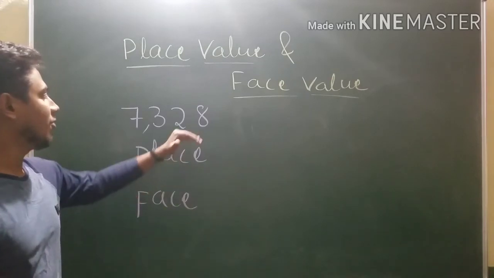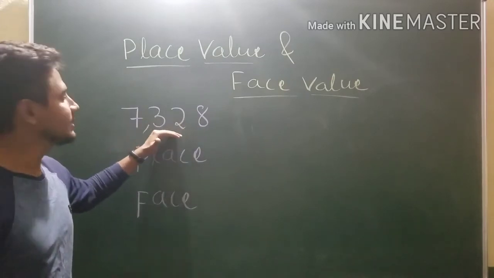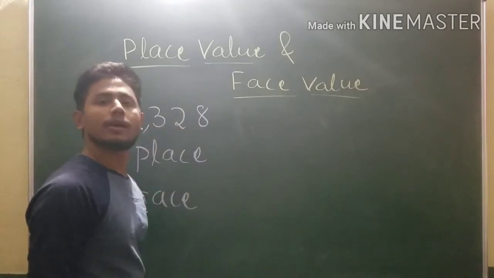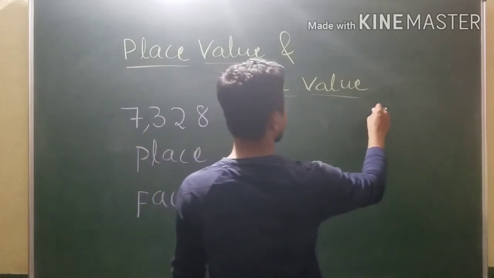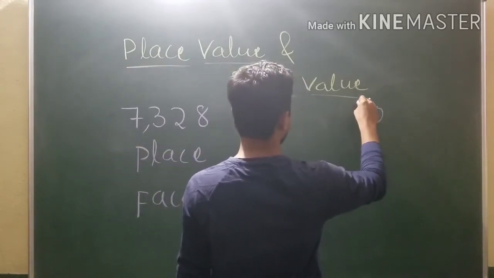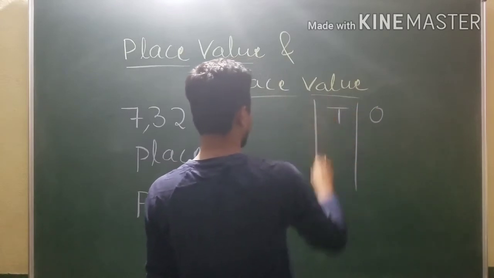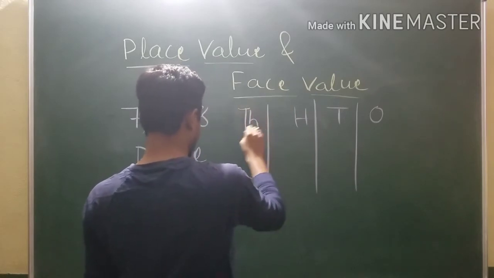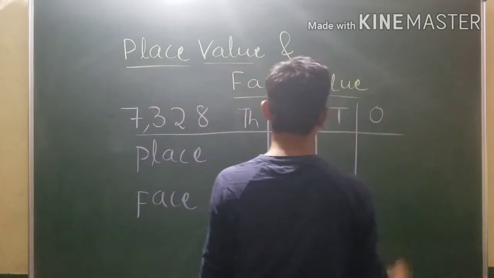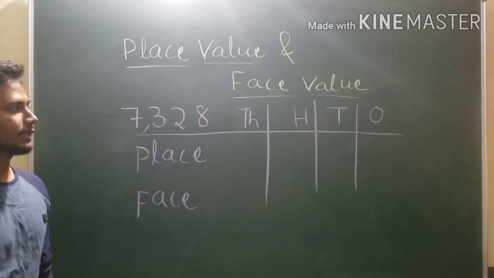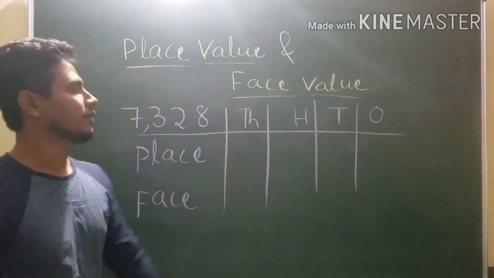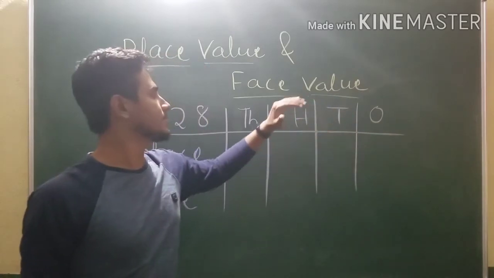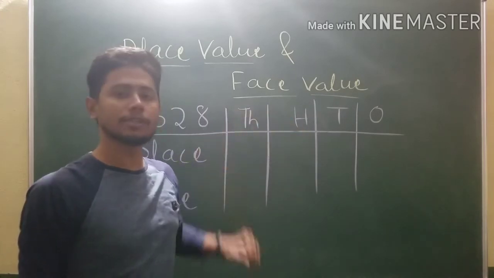Let's see. How many digits? Yes, 4 digits. So you know about places. First place is ones, then tens, then 100, then 1000 place. All of you understood? I think you all remember these things. First place is ones place, next place is tens place, then 100 place, then 1000 place.